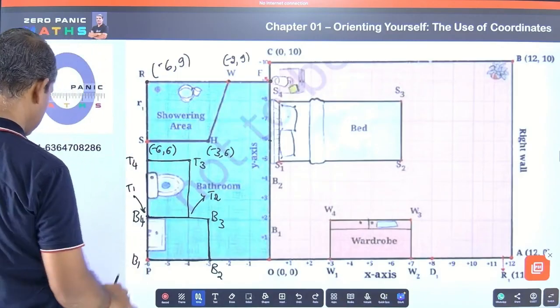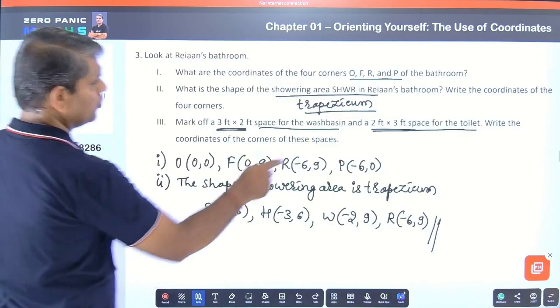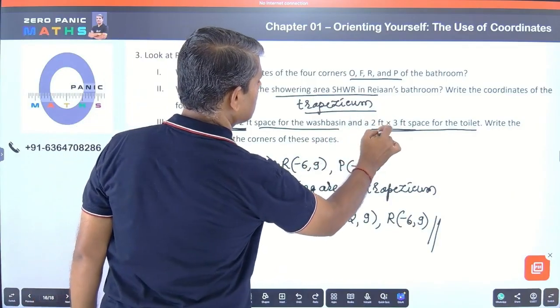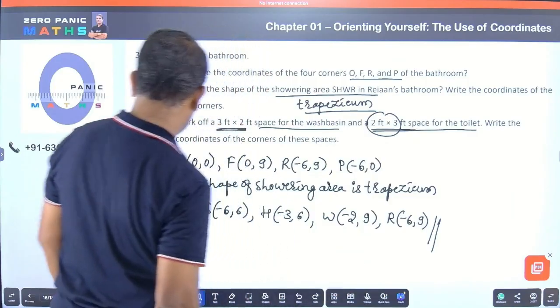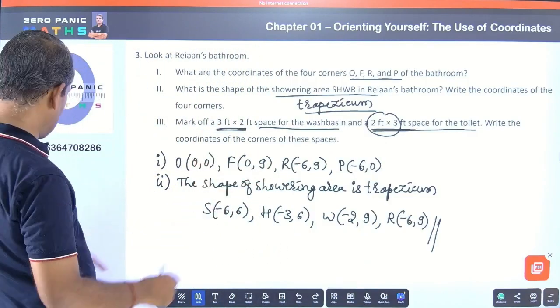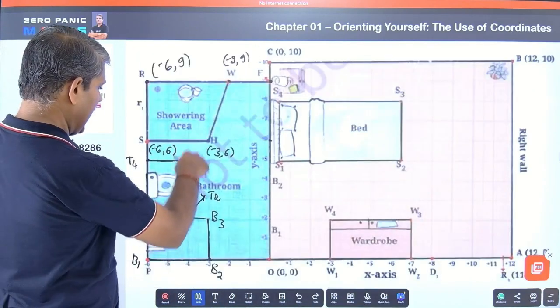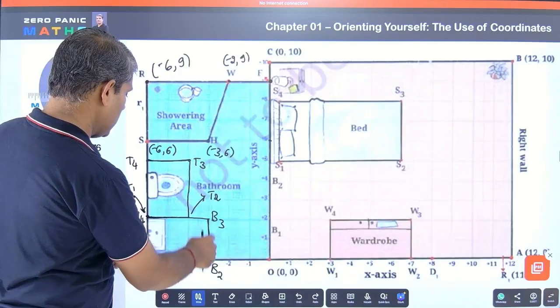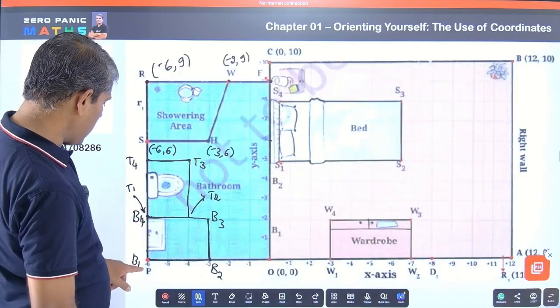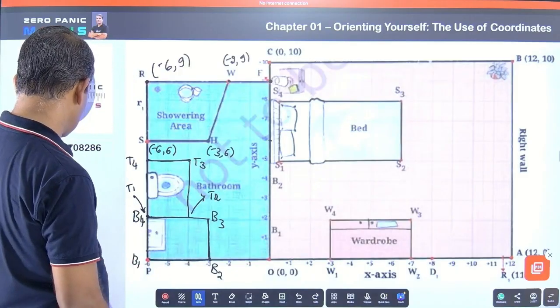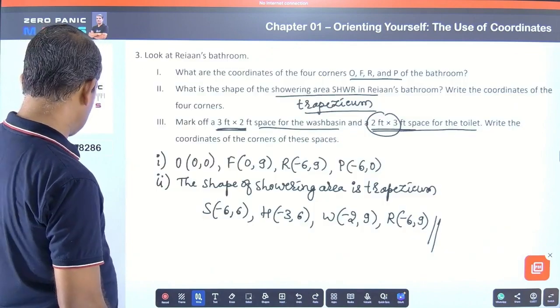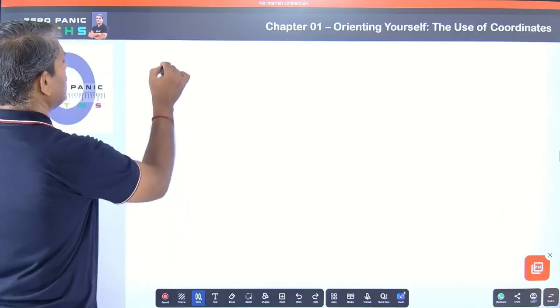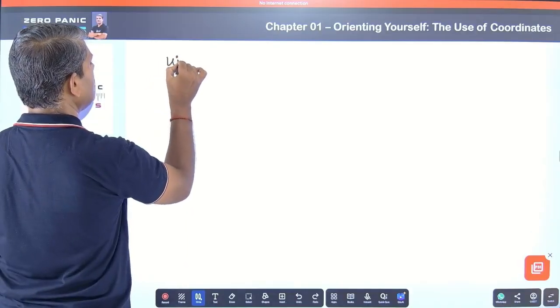This area is a 3 by 2 space. The toilet is 2 by 3, 2 feet width and 3 feet height. You can see that. So we need to find out the corners of this. What is B1? It is -60. Okay, now let me write that, the answer to the third question.